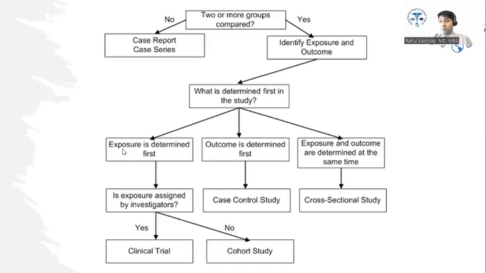If you determine your exposure or predictor first, and you are assigning it yourself, then you're probably designing a clinical trial. That means you're not merely observing it. But if it's not assigned by you, then you're doing a cohort study, either prospective or retrospective. If outcome is determined first, as I mentioned, then this is a case control study design. If both of them are determined at the same time, then it's a cross-sectional design.